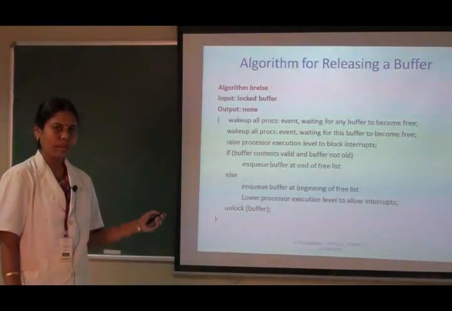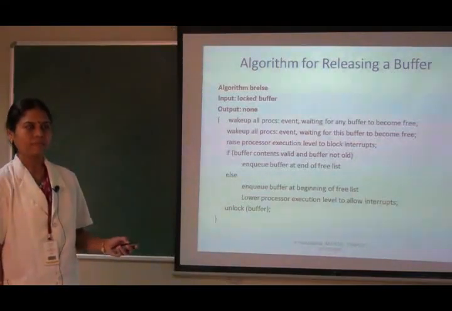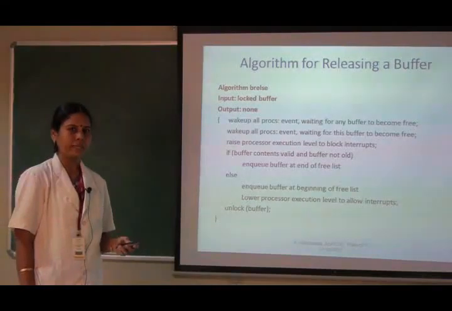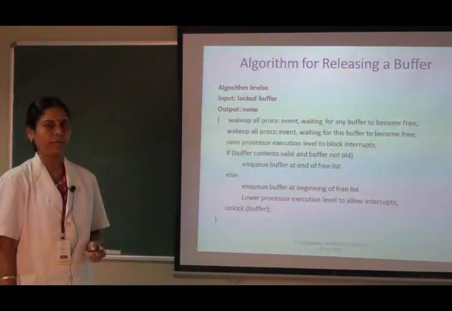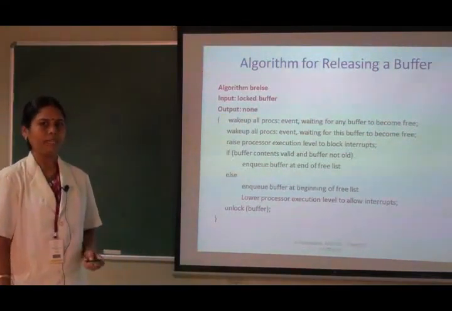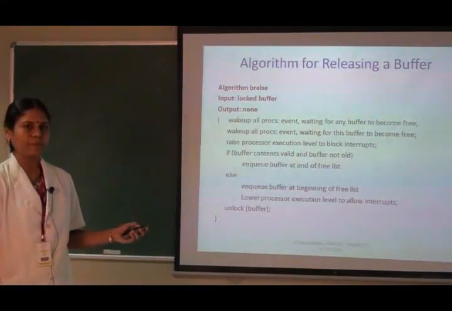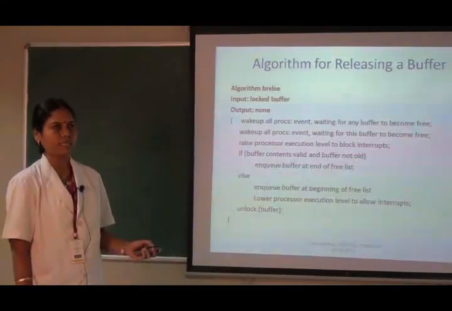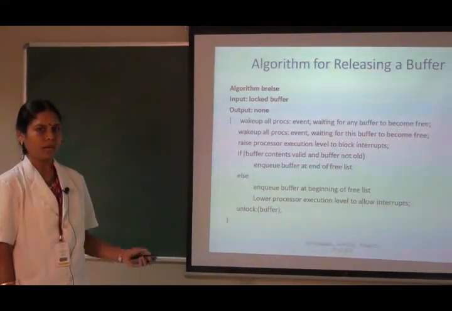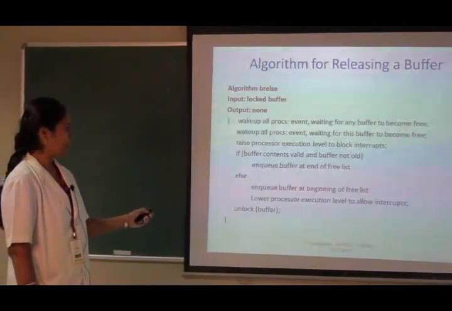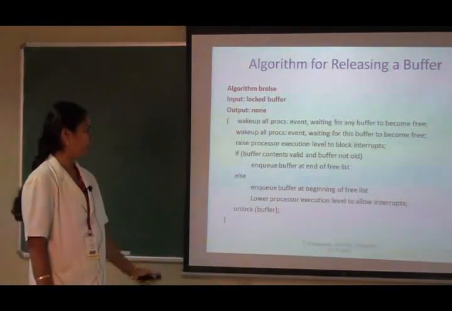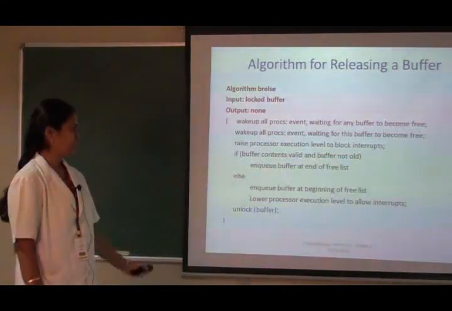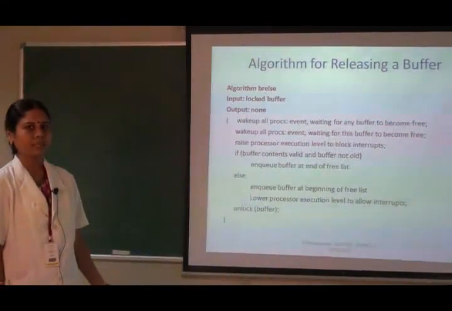Here we are going to add a buffer to the free list. Free list is using a circular doubly linked list. It is handling 2 pointers, forward pointer and backward pointer. While handling pointers, the interrupt should not be handled by the kernel, so that it has to raise the processor execution level to block other interrupts. If buffer contains valid data and buffer not old, enqueue buffer at the end of the free list, else enqueue buffer at the beginning of the free list.